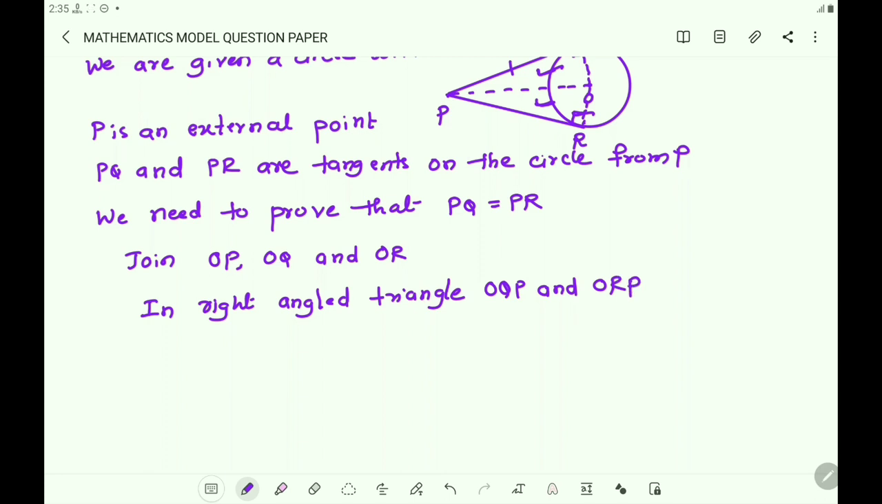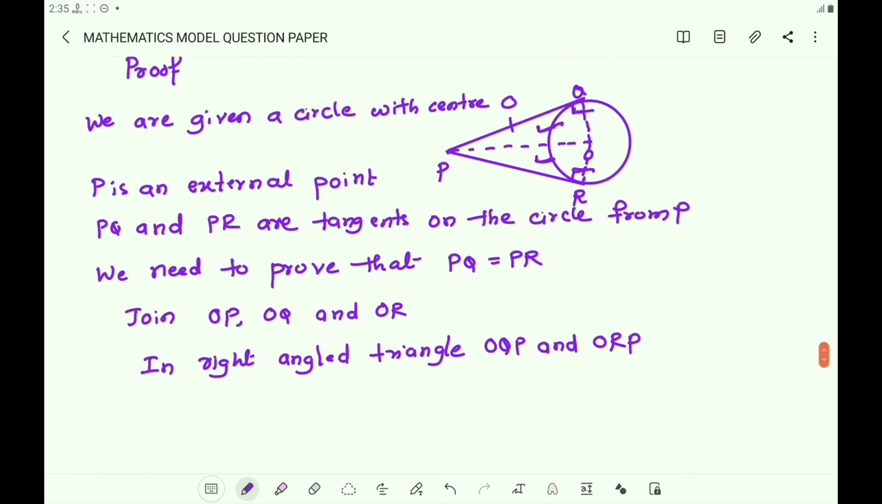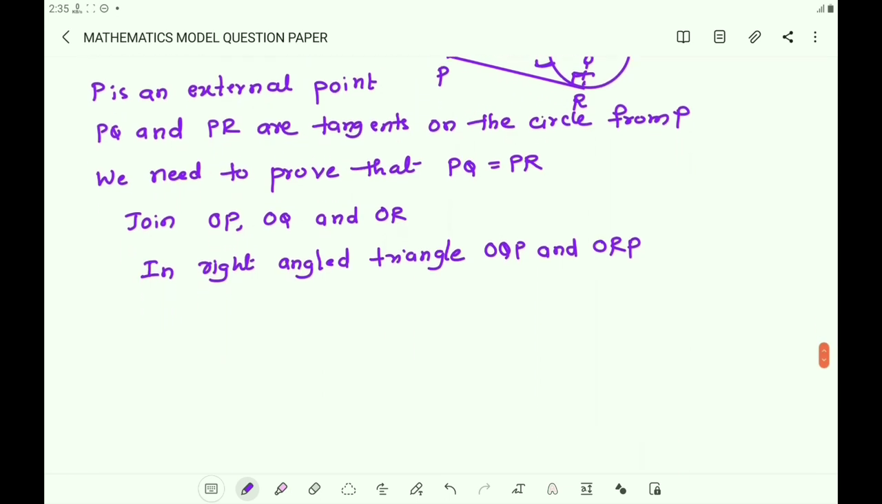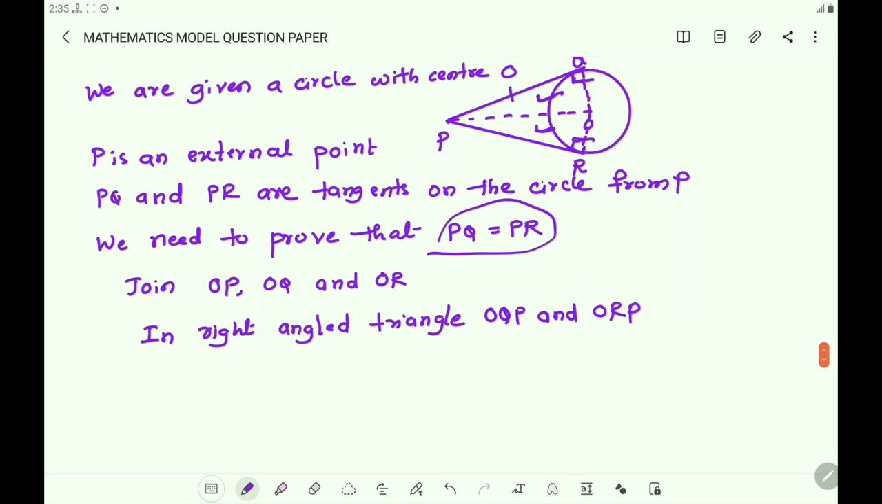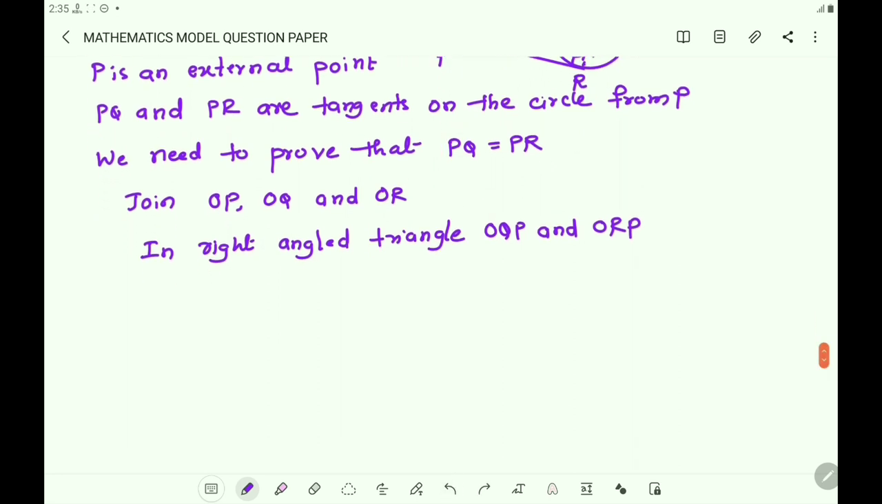Here you need to prove that the two triangles are congruent. Once you get that the two triangles are congruent, directly you can write that this PQ and PR are equal, because we need to prove that PQ is equal to PR. To prove that, you take the two triangles and prove that they are congruent.